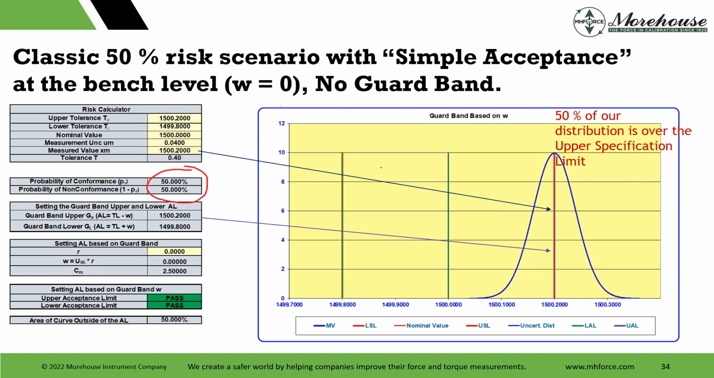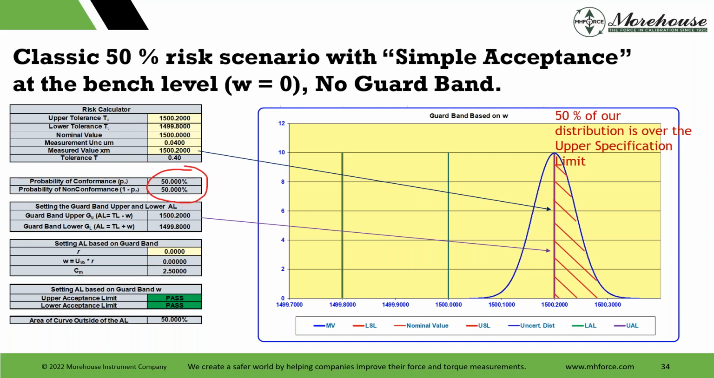Now, this is one, when people say I applied a guard band of W equals 0 or I applied no guard band, what that means is it's simple acceptance. That means that someone could still issue you a pass as long as the measurement is at the tolerance of the device. Here we have a resistor example. This is in JCGM 106. And at that line, the probability of conformance and the probability of non-conformance is each equal to 50%. So 50% of our distribution is over the upper specification limit. That's what they're saying when they do simple acceptance.